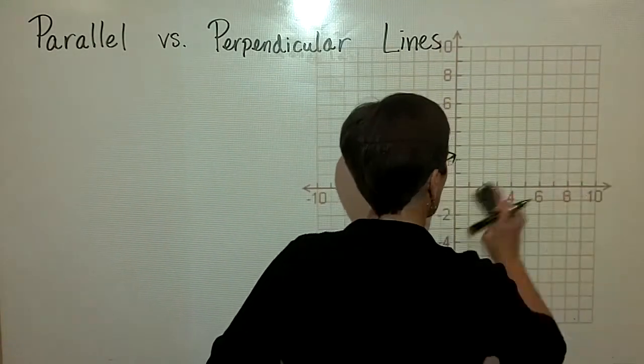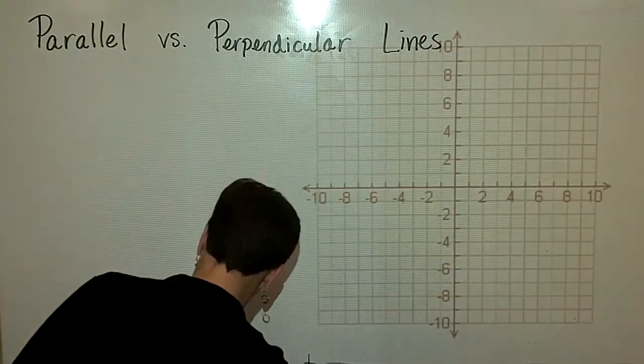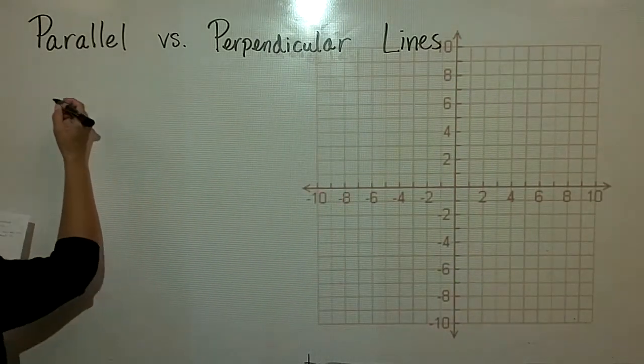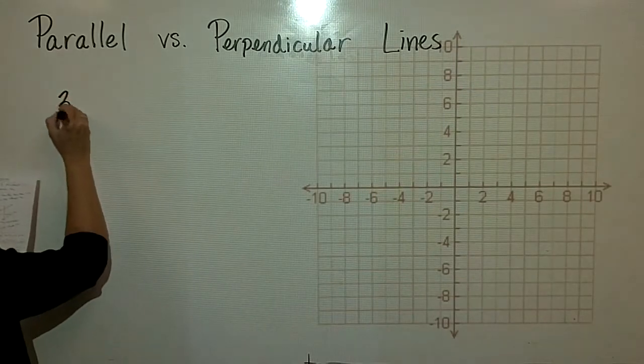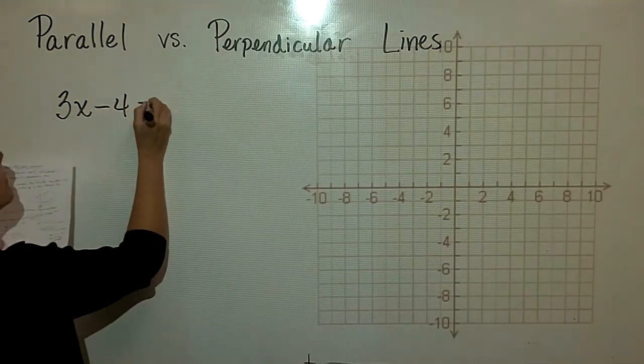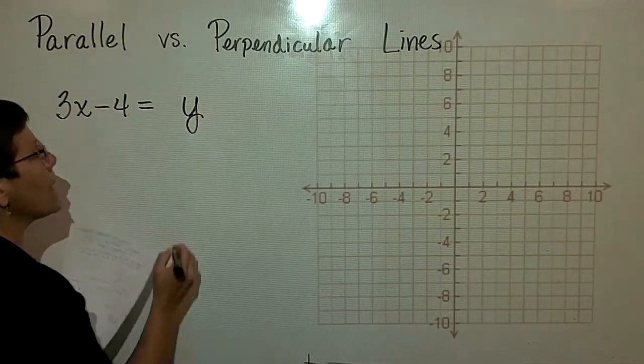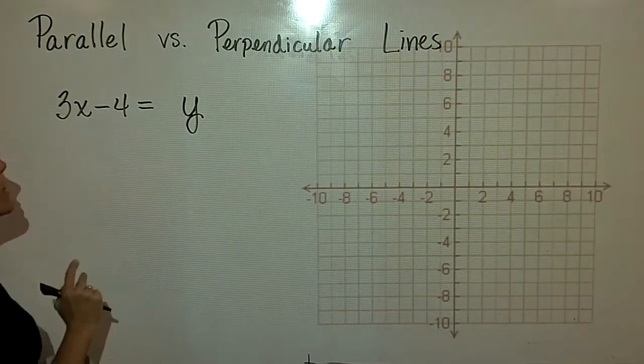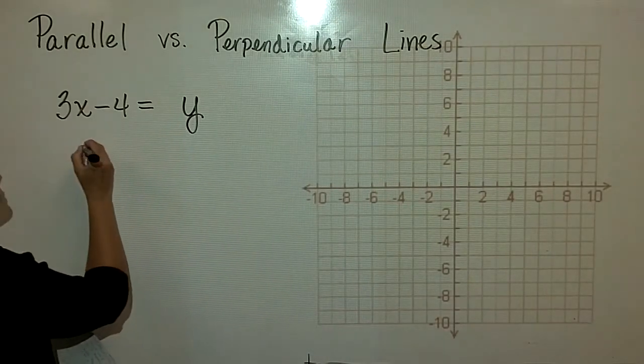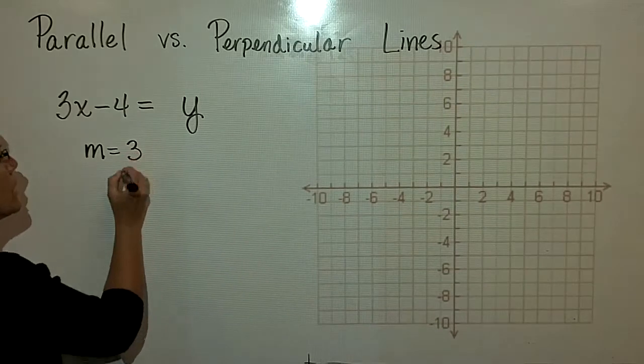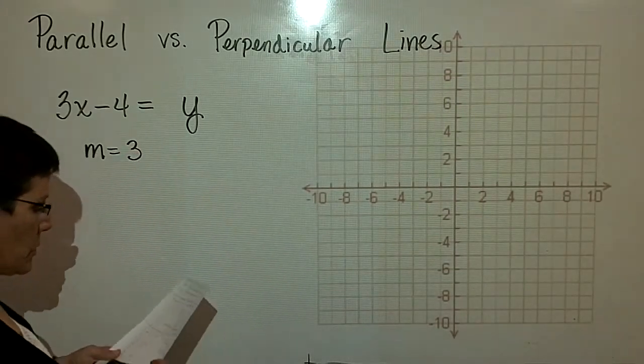So let's look at a couple of equations, and let's not bother graphing them this time. So let's say we have 3x minus 4 equals y. So that's in slope-intercept form. y is all by itself. The slope for this one is 3. That's all we care about in this problem.